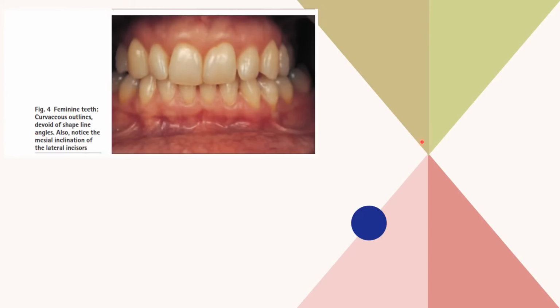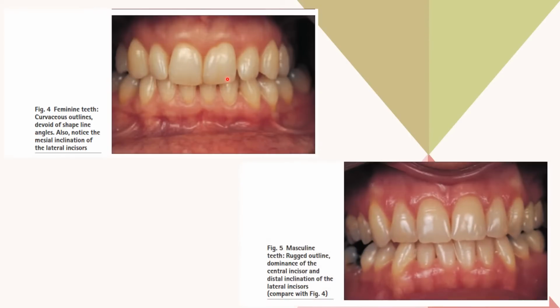Then, females display curvaceous features, both facially and bodily, devoid of sharp line angles. On the other hand, masculinity is associated with ruggedness and sharp line angles. The process of transposing these gender variations onto the shape of the teeth is a concept termed morphopsychology.